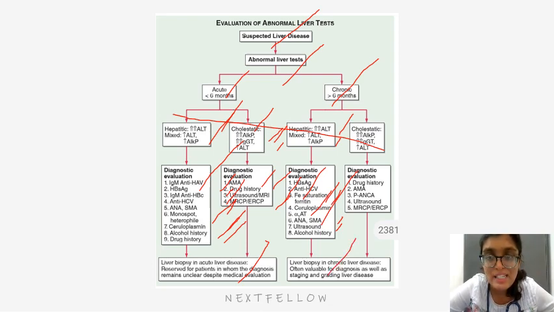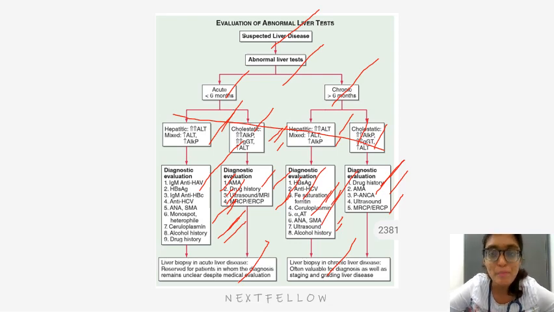If it is a cholestatic pattern, like an increase in alkaline phosphatase, increased GGT and increased ALT, then the diagnostic evaluation will ask for drug history, antimitochondrial antibody, P-ANCA, ultrasound, and MRCP and ERCP.